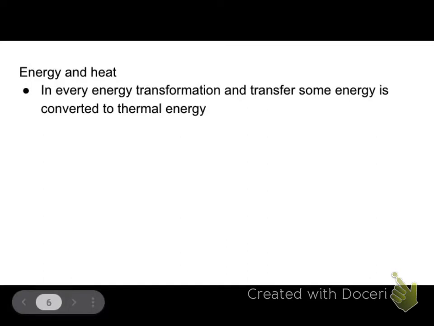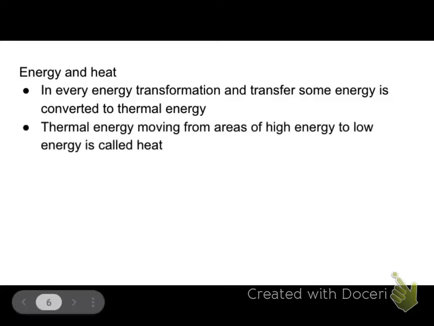The last little piece that I want to talk about is the relationship between energy and heat. Okay? Because you may have heard of people talking about losing heat or losing energy to heat. So what's happening there is that anytime the energy is transformed or transferred, some of that energy is changed to thermal energy. And that thermal energy moves from areas of high energy or high temperature to low energy, which is low temperature, and that flow of energy from high to low is called heat.